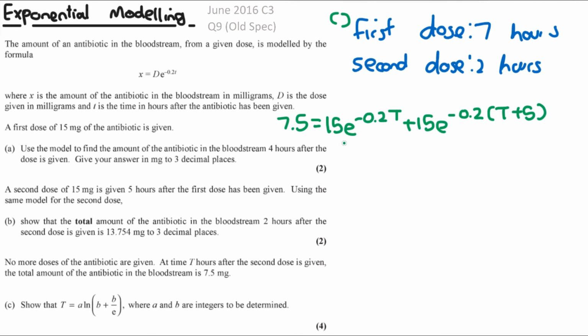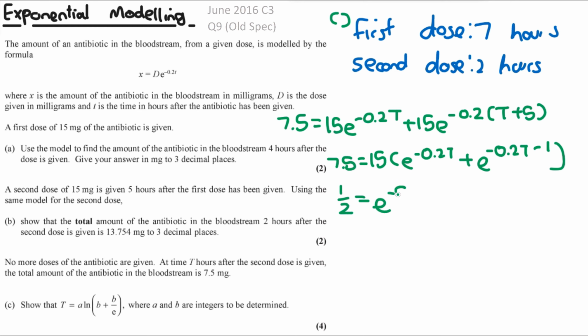So therefore we can work with this and then rearrange this in order to find t. First we're going to factor out 15, so it's going to be 7.5 is equal to 15 of e to the power of minus 0.2 t plus e to the power of, I'm going to expand these brackets as well, so it's going to be equal to minus 0.2 t minus 1, and then divide both sides by 15 to get half is equal to e to the power of minus 0.2 t plus e to the power of minus 0.2 t minus 1.